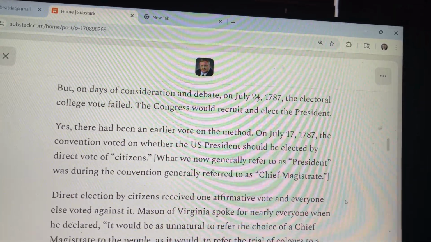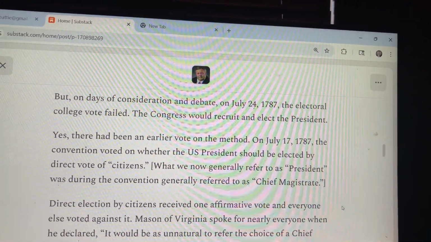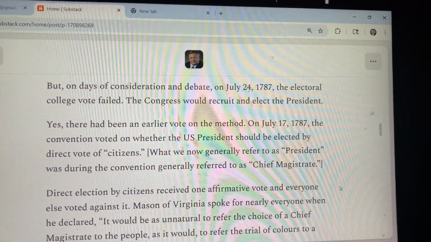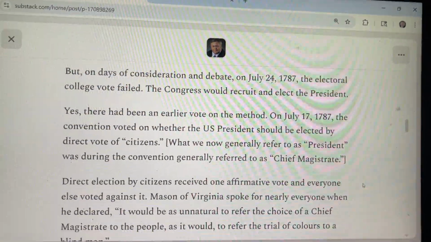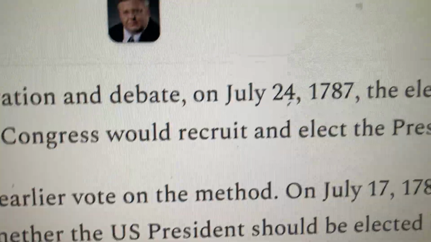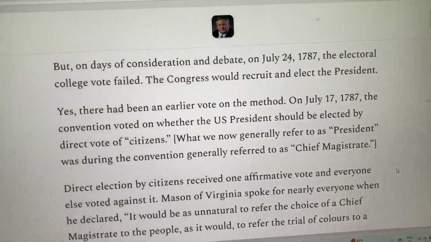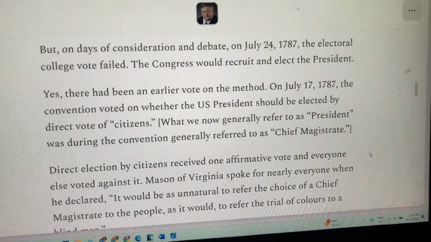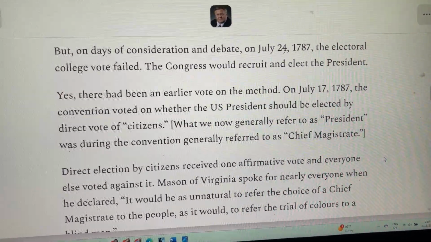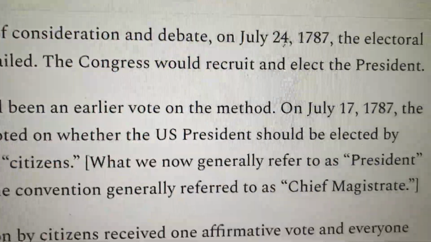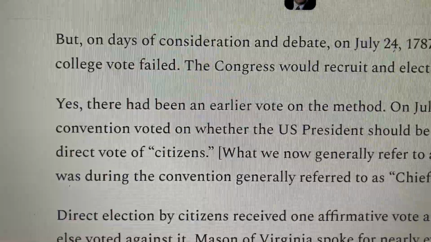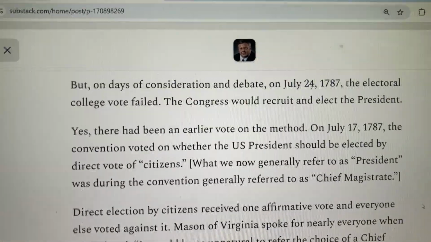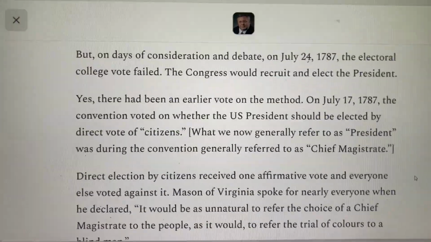So after July 19th, they debate and they discuss both in the convention and in the taverns outside of the convention among each other. And they vote, and on July 24th, the Electoral College vote failed. The Congress would recruit and elect the president. Now, on July 17th, this is earlier, they had voted on a different matter.